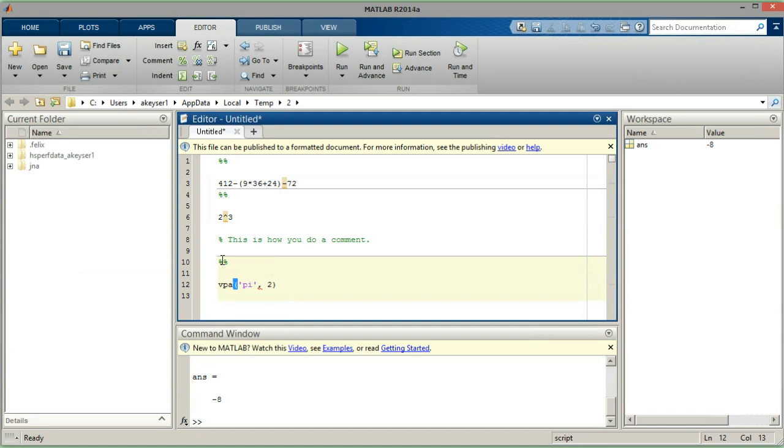Okay, in this case, let's just hit run. And notice what we're getting here. Notice that it's saying 3.1. Okay, why is it saying 3.1? Shouldn't it say 3.14?